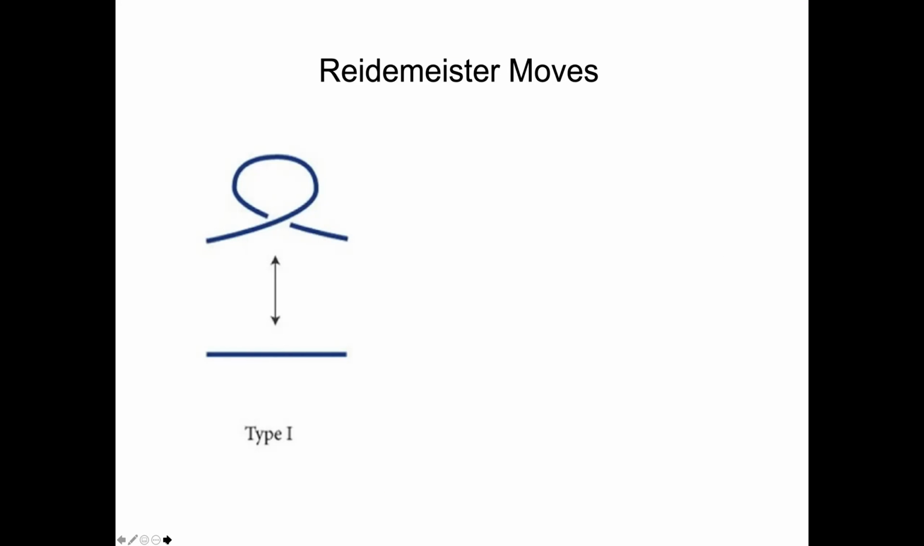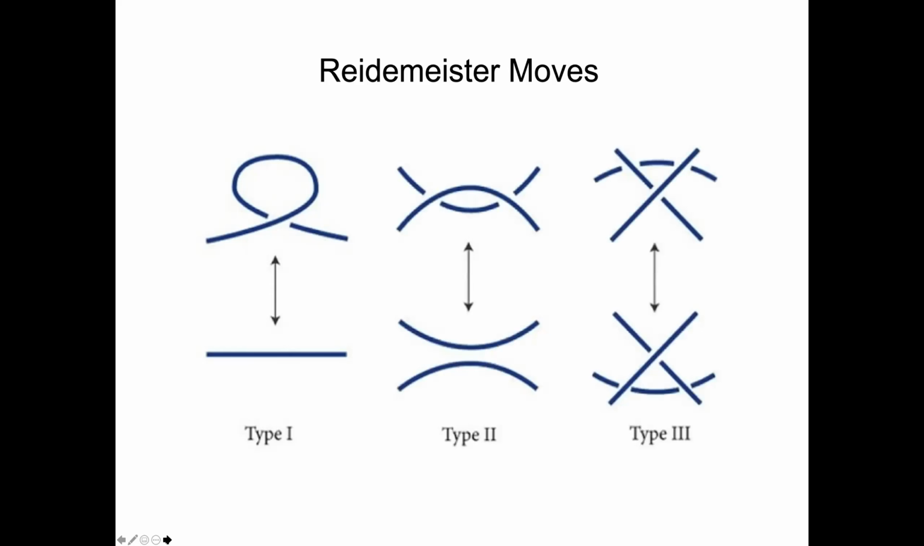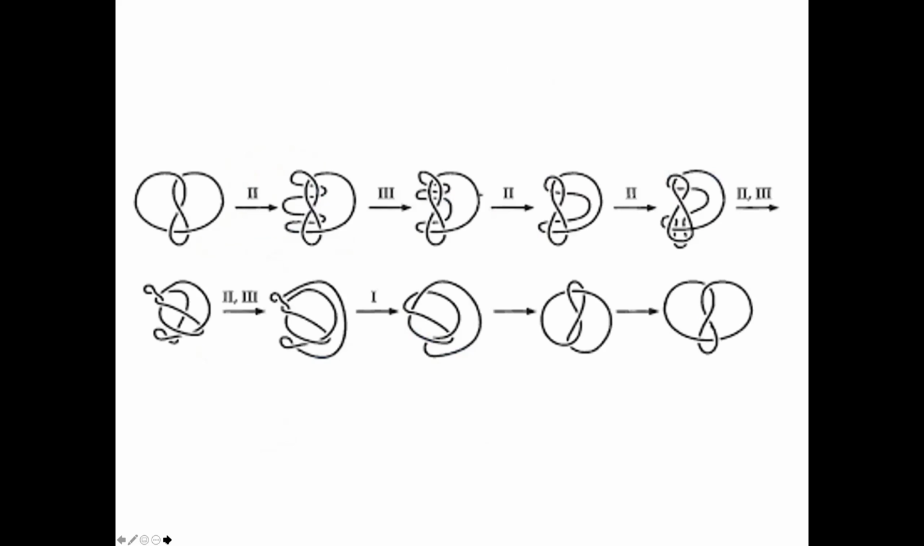Similarly, we have a type 2 move where you take 2 strands of a knot and slide one past the other. And you have a type 3 move where you have a strand potentially behind a crossing and you push it past the crossing. And it turns out that you can get from any one diagram of a knot to any other by a sequence of these Reidemeister moves.